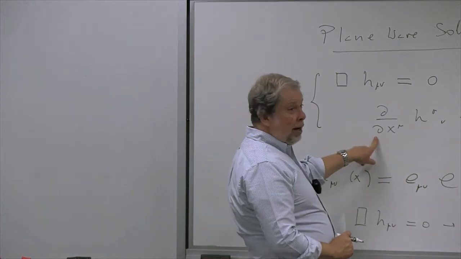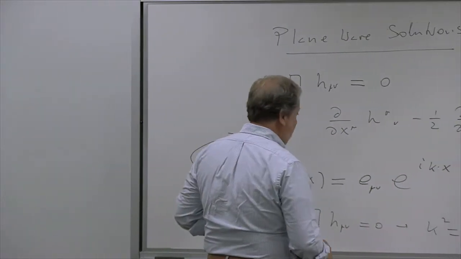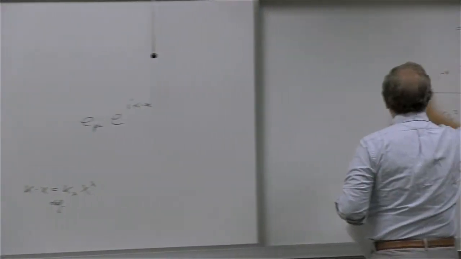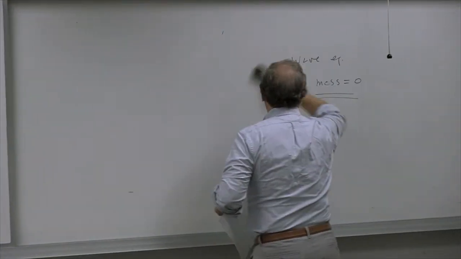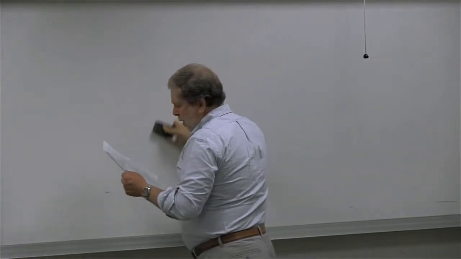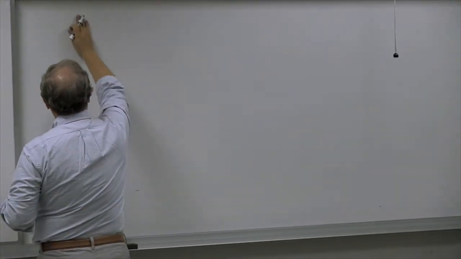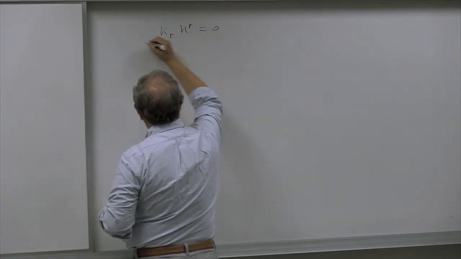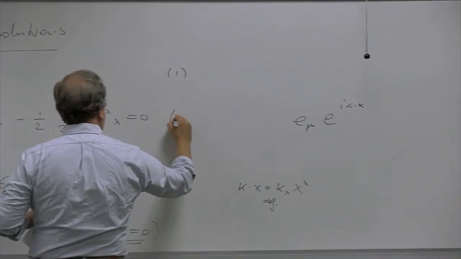But we also have the gauge condition, right? So we have the gauge condition as well. And so the harmonic gauge condition, let me write it again over on this side. So we have that k squared is equal to 0. So that's from the wave equation, which is, if you want, equation 1.